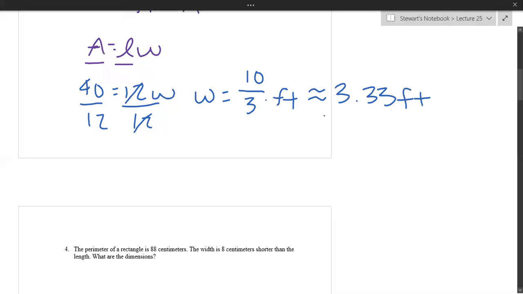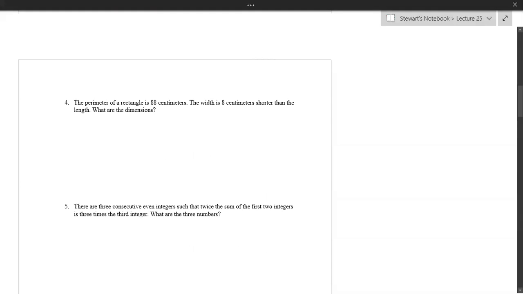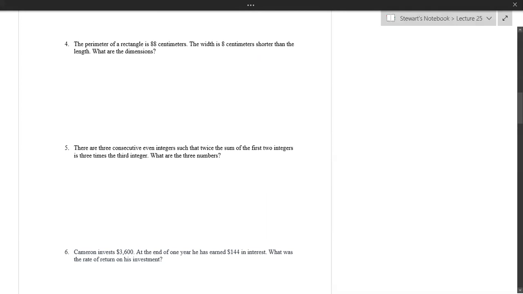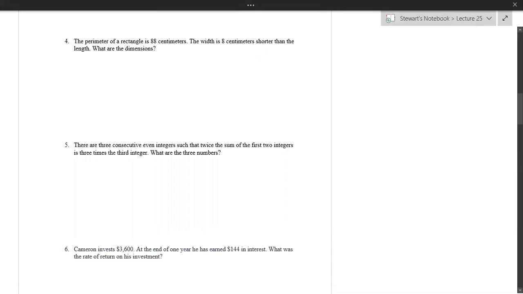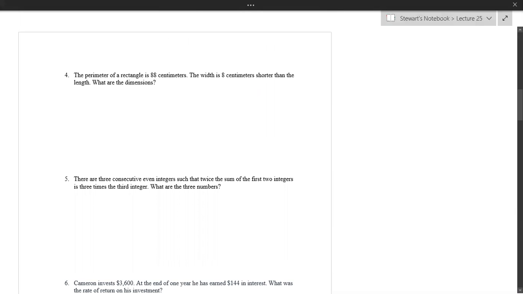Okay. So now it says, similar thing, we have a problem involving a shape again. The perimeter of a rectangle is 88 centimeters. The width is 8 centimeters shorter than the length.